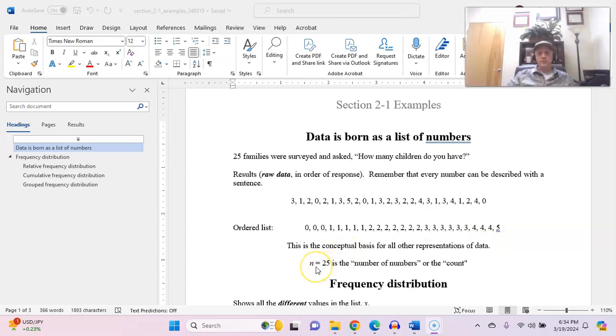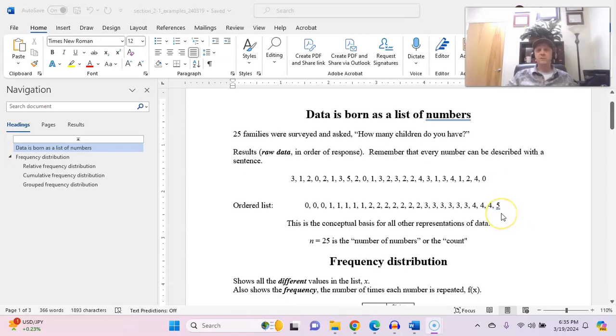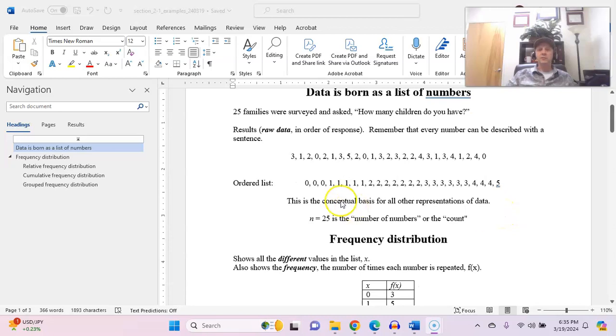There are 25 families in this survey. N is the letter that we usually use to represent the number of numbers, so I sometimes call it the count. So there are 25, what would you say, 25 families or 25 children? 25 families in this survey. And the number of children that each family has ranges from 0 to 5.